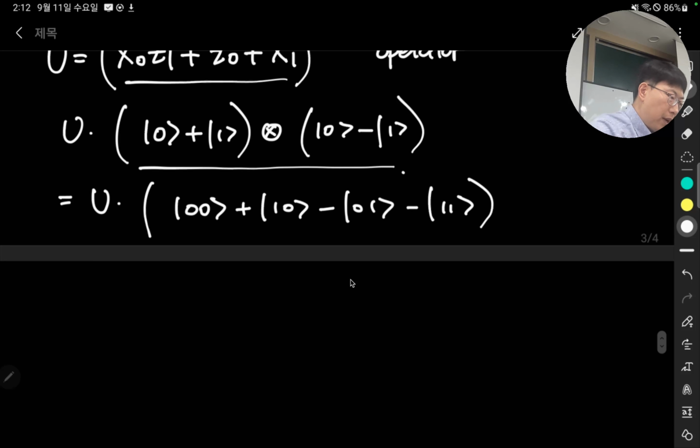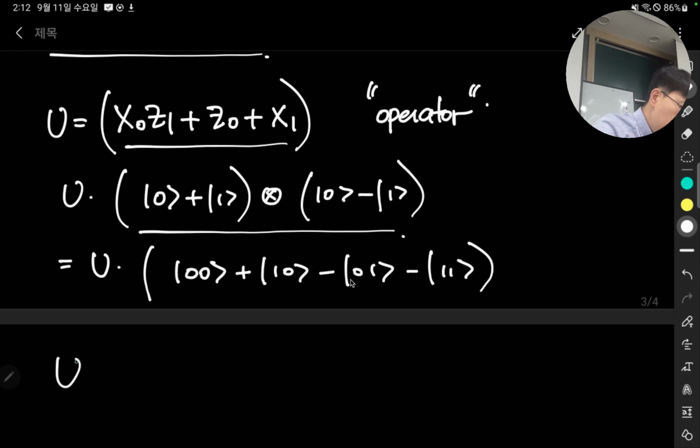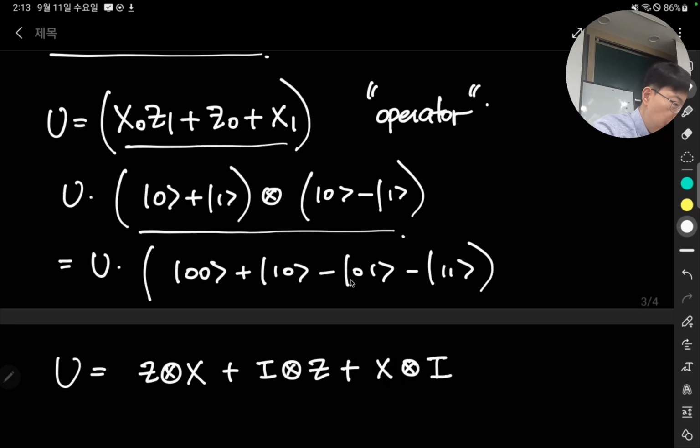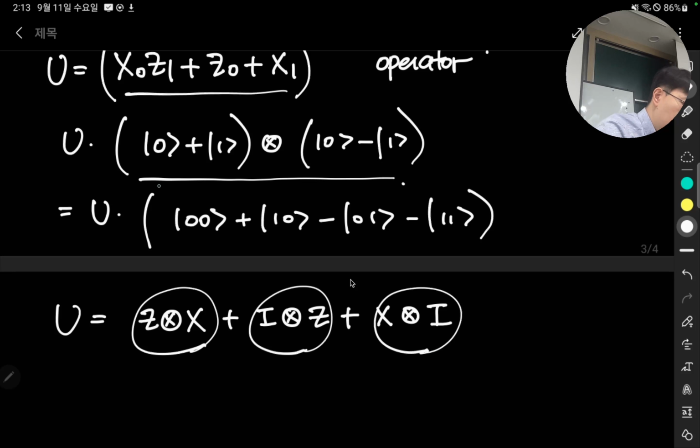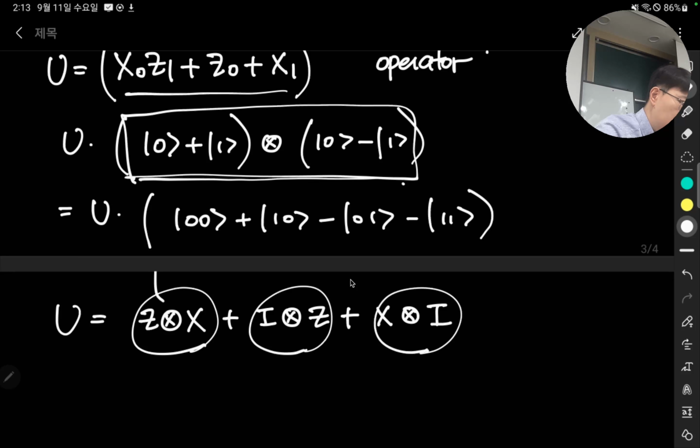Or think about the operator itself. The operator U itself is a sum of operators, each given by a 2-qubit operator. The first one is Z operator on qubit 1, X operator on qubit 0. And the second is identity on qubit 1, but Z on qubit 0. And the third one is X on qubit 1, right? So you can apply each operator on this 2-qubit state separately and then add them together. So let's do it that way.